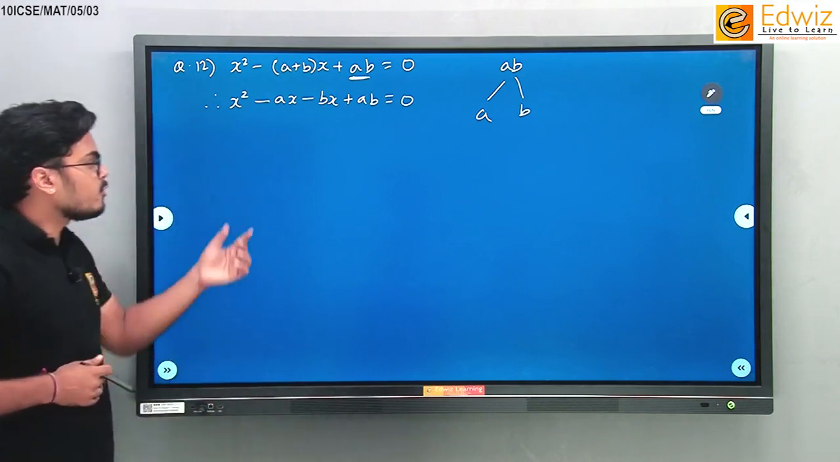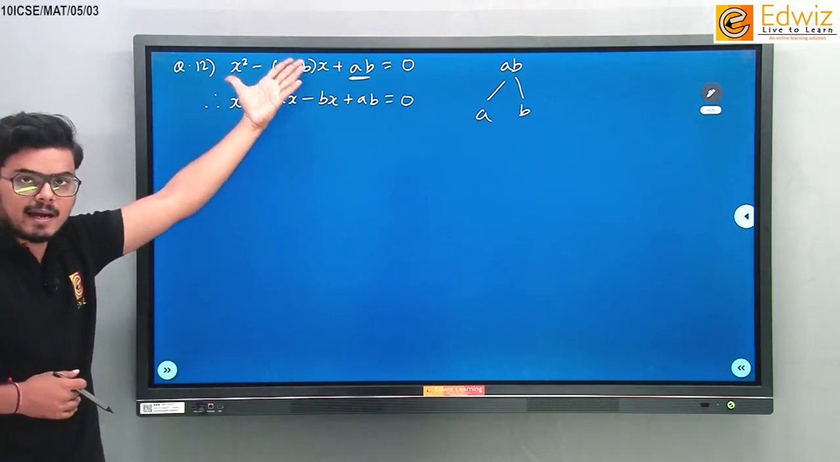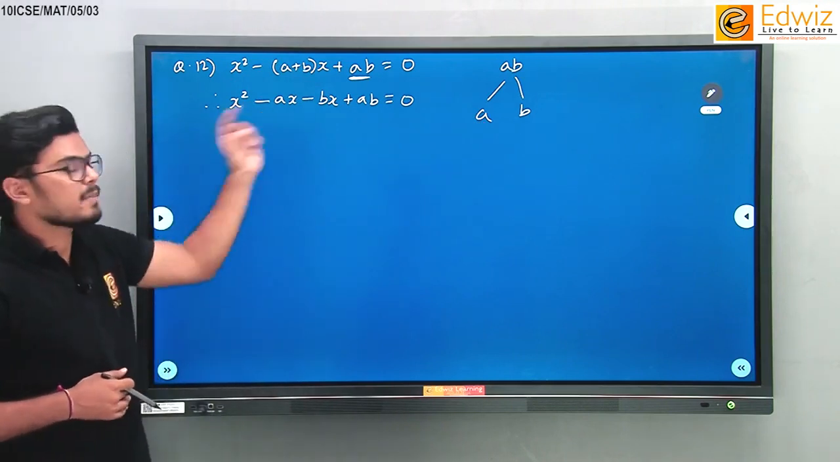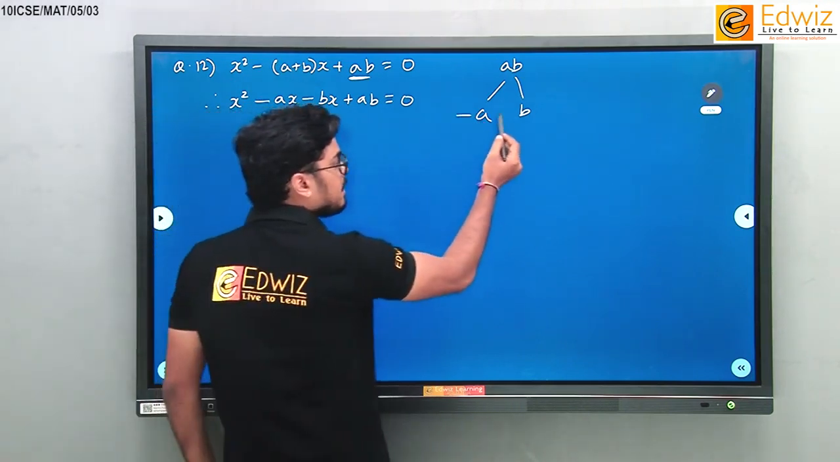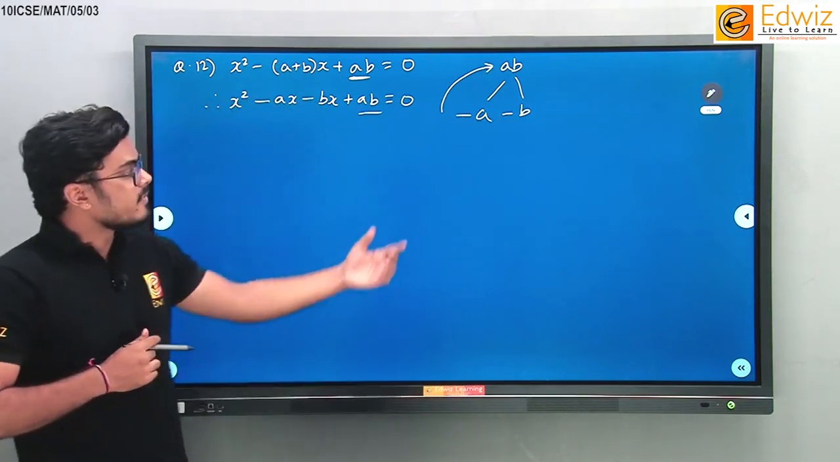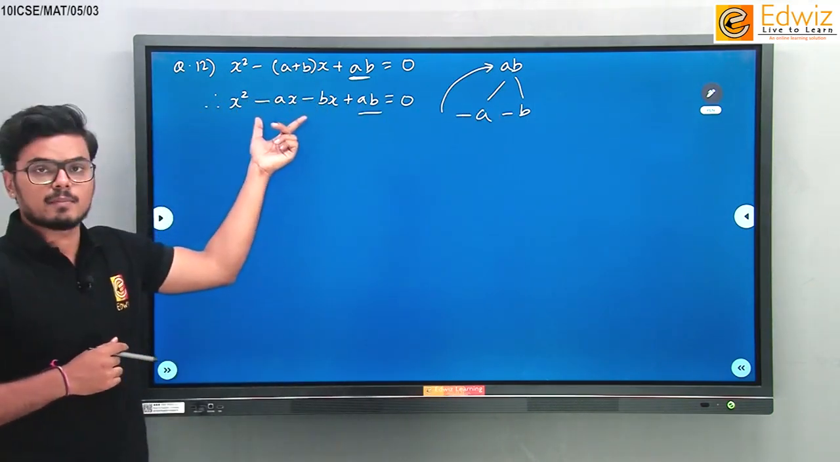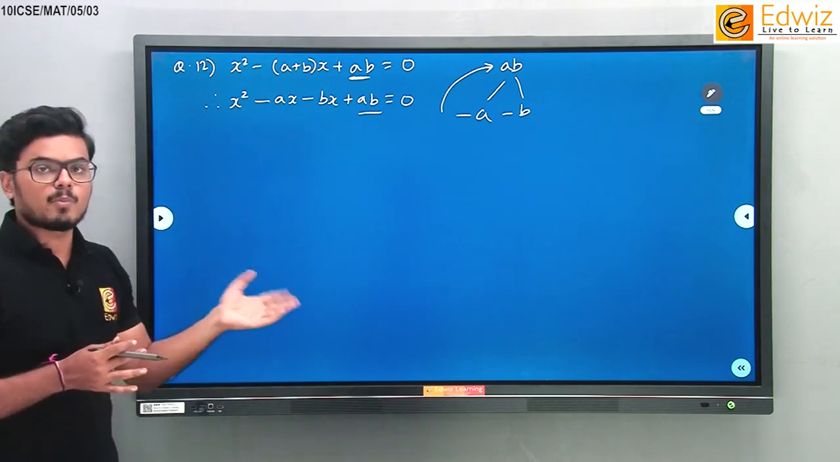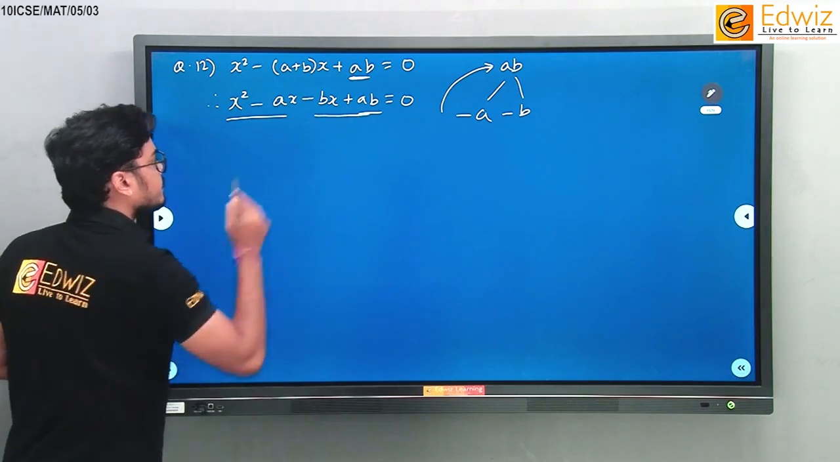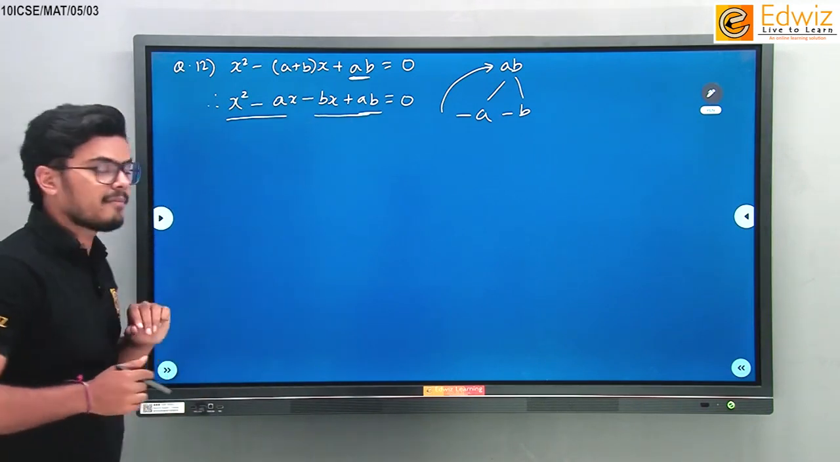So here these two factors that came, just by opening the bracket, are anyway correct. You can see it is minus a and minus b. So minus a and minus b, the multiplication is positive ab which we needed, and when we add these two, this is what we get, minus ax minus bx. So our problem is halfway solved always. Now we will just group them and factorize.